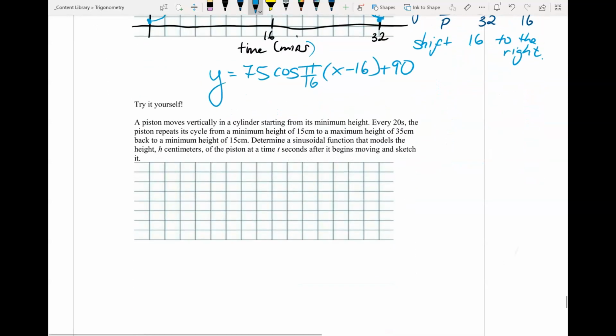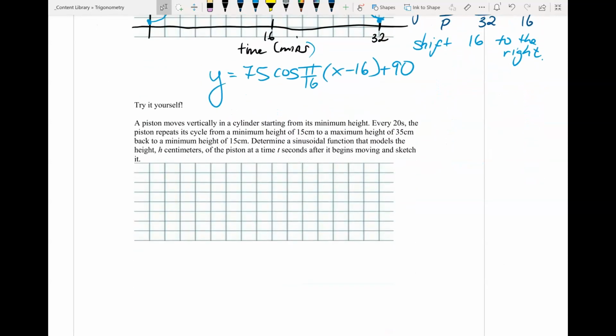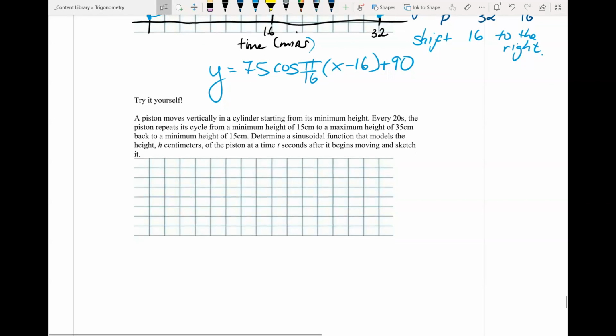For this, try it yourself. You can do this one on your own. And when you want to see the solution, just go into the OneNote and look at the completed solution, because it's going to take up more time to do a question like that. But it's very similar to the one we just did.